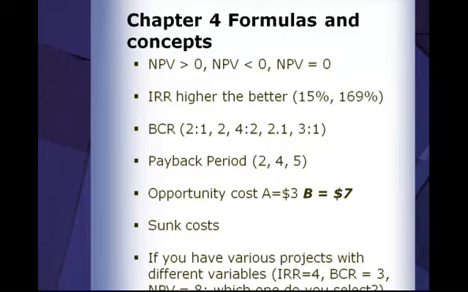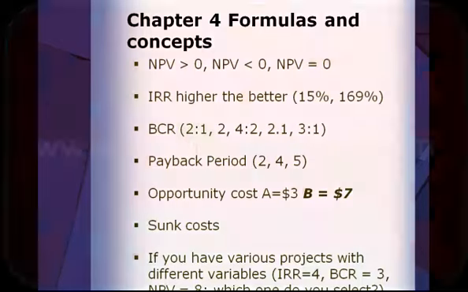Opportunity cost, you've got 2 projects, project A and project B. Let's say you accept project B. What is the opportunity cost of selecting project B over project A? It's $3. So do know that. Sunk costs, costs that you've spent and cannot regain.